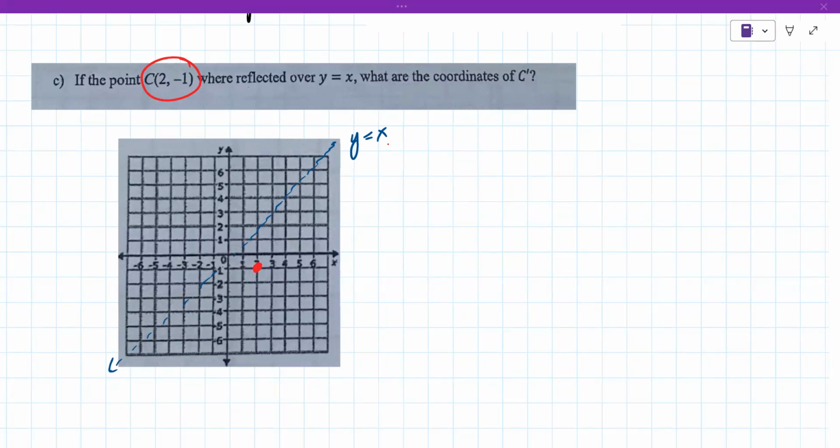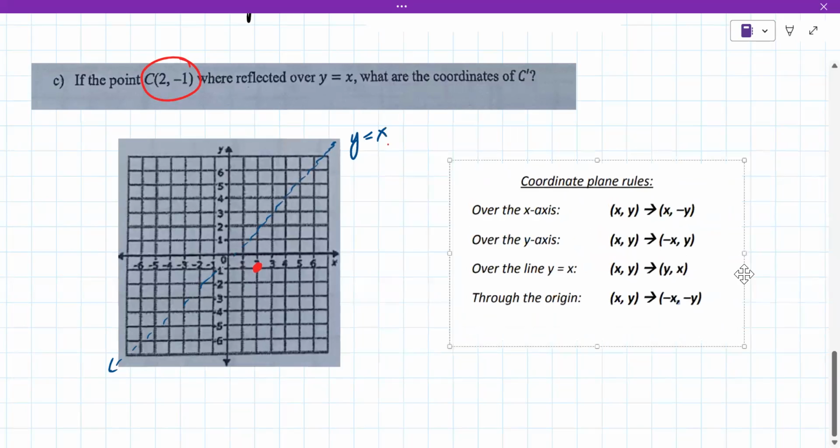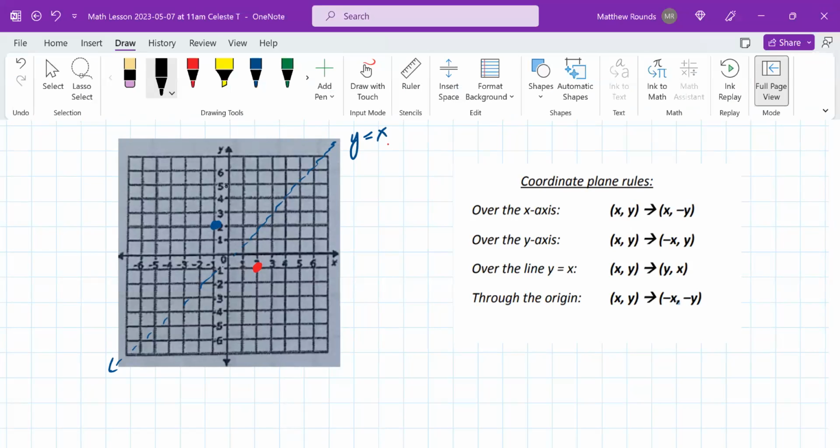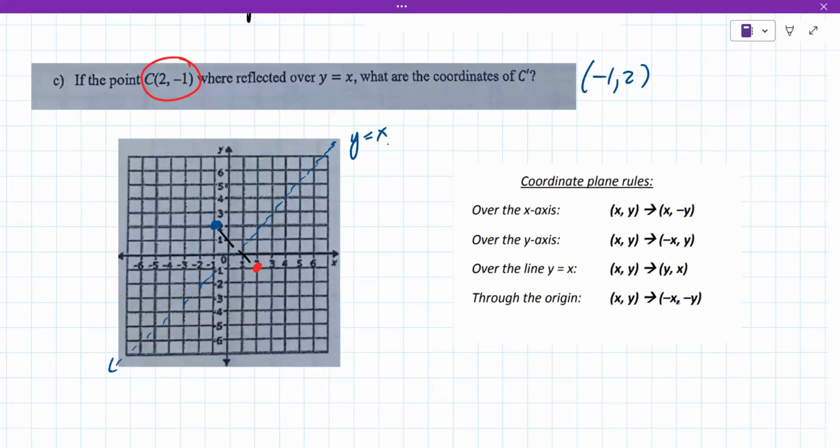Now perhaps you could sort of visualize where that is, but there is a rule for this. These are the other rules on that sheet of paper, or that link I sent you. So over the line y equals x, (x, y) goes to (y, x). Basically, x and y flip-flop. So your new ordered pair is (-1, 2). And when you graph that point, what you're supposed to see, and I'm not drawing it very well, is that it's basically equidistant to that line there. Kind of see it flipping over that line.